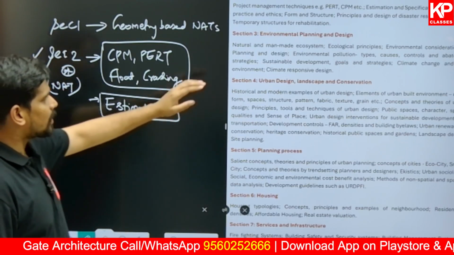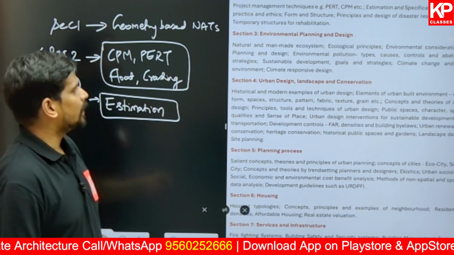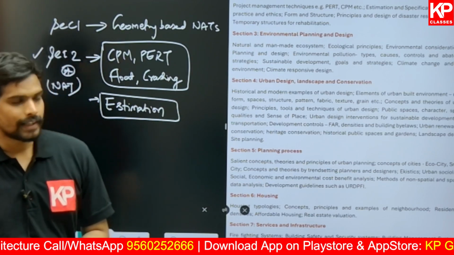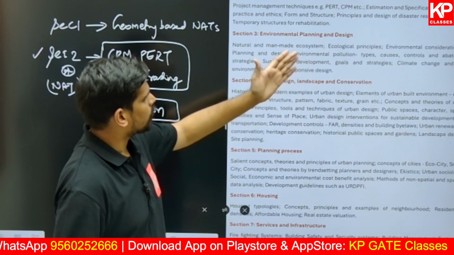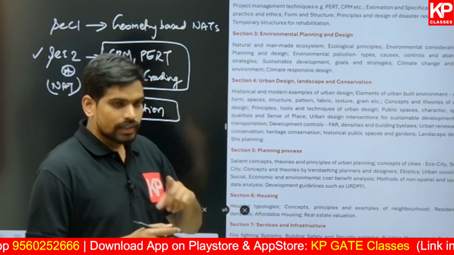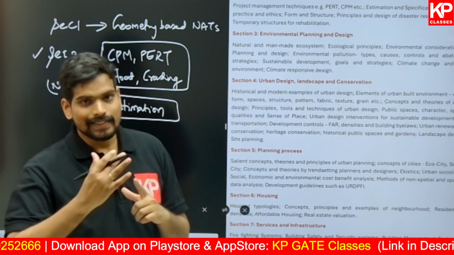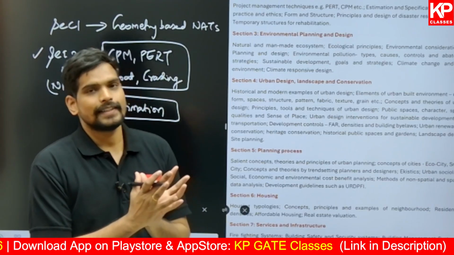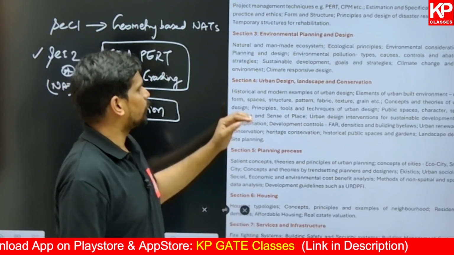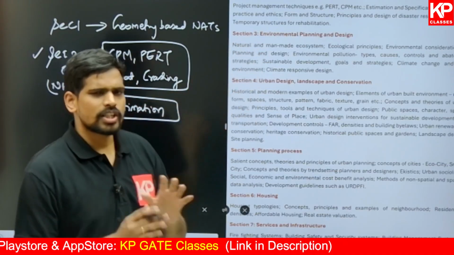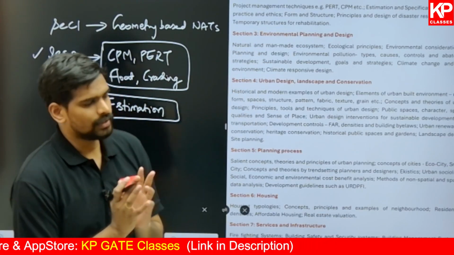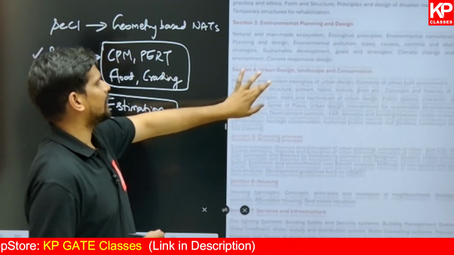So that's section 2. Section 3, environmental planning and design, is again predominantly theoretical, because you have the topics of ecosystem, environmental pollution, and sustainable development. Every year you get at least one question on the sustainable development goals. There are 16 SDGs, and questions on them have been asked multiple times in past examinations. Then you have climate responsive design. So section 3 is predominantly theoretical. You don't have much numerical part in this section.